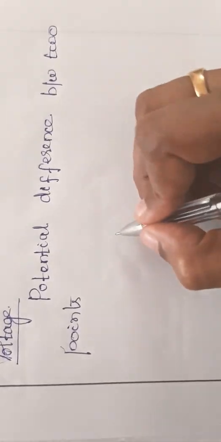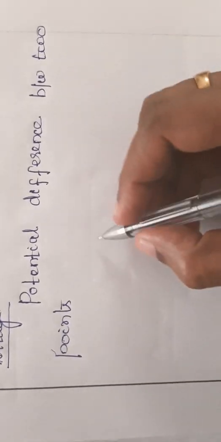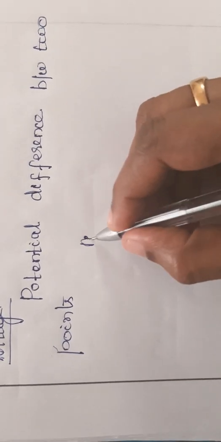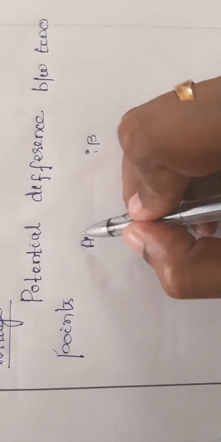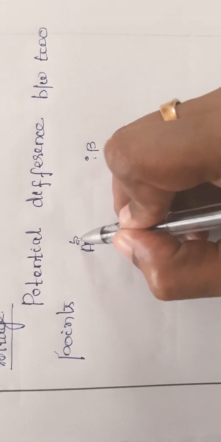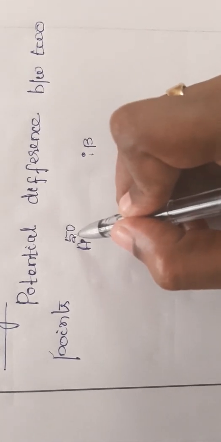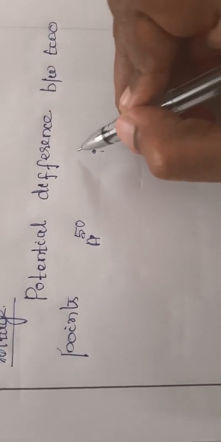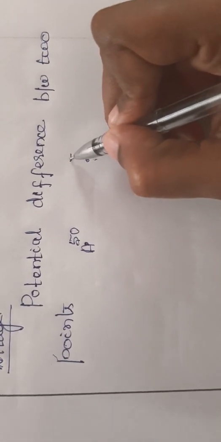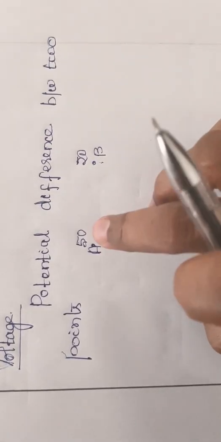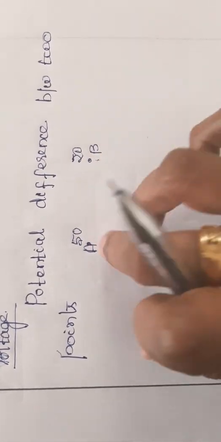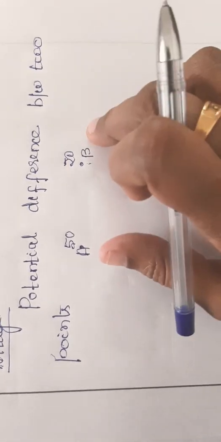For example, to find the voltage, we definitely need 2 points. We are taking A as one point and B as the other point, and A has the charge carrier, so A has the potential of 50 coulombs and B has the potential of 20 coulombs. The current will always flow from the higher potential to lower potential, so this must be high and this must be low.